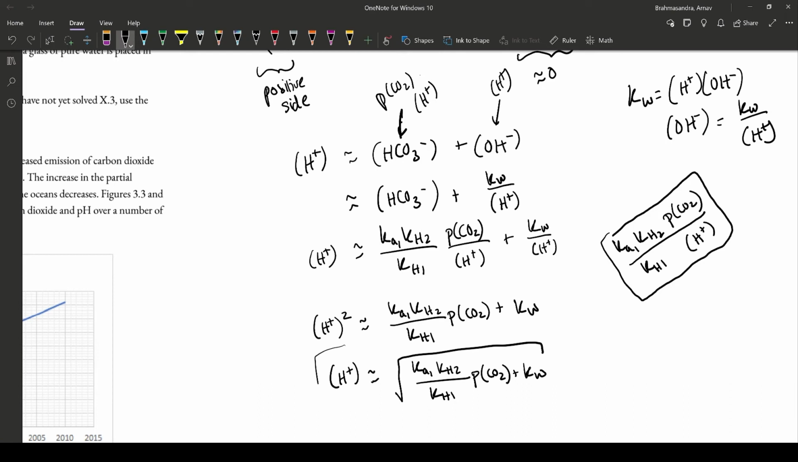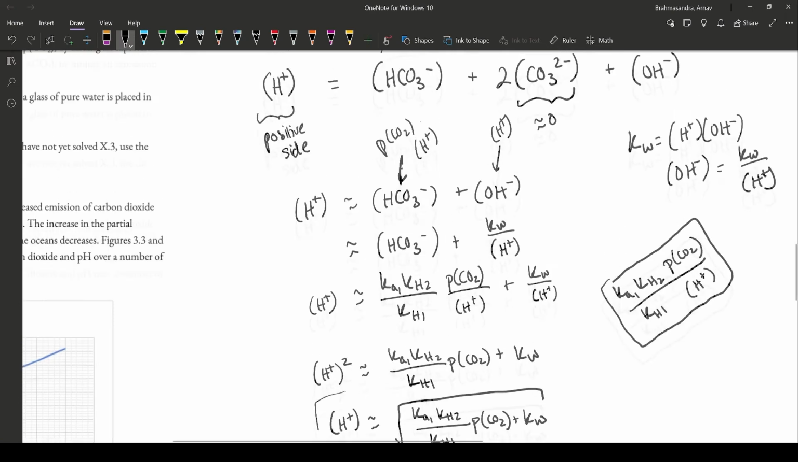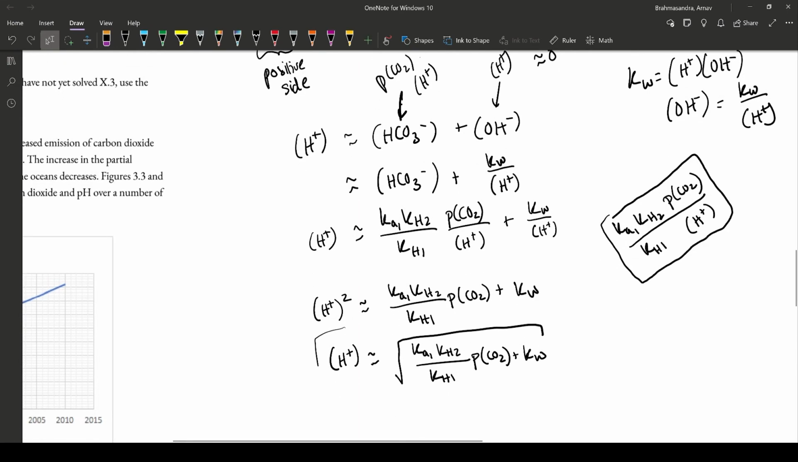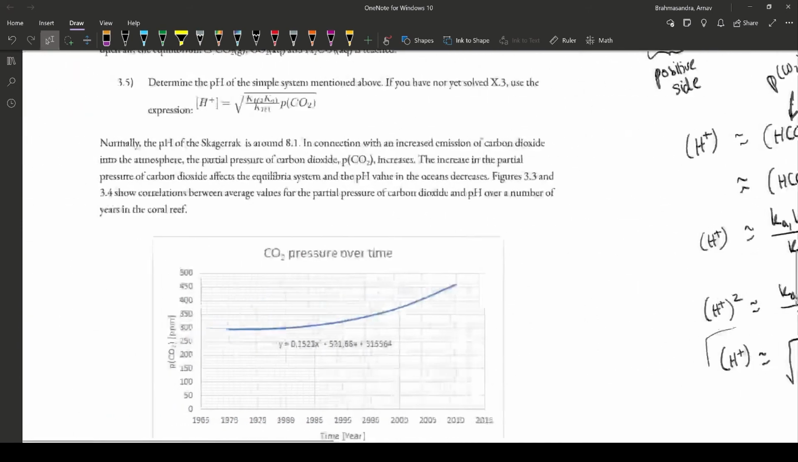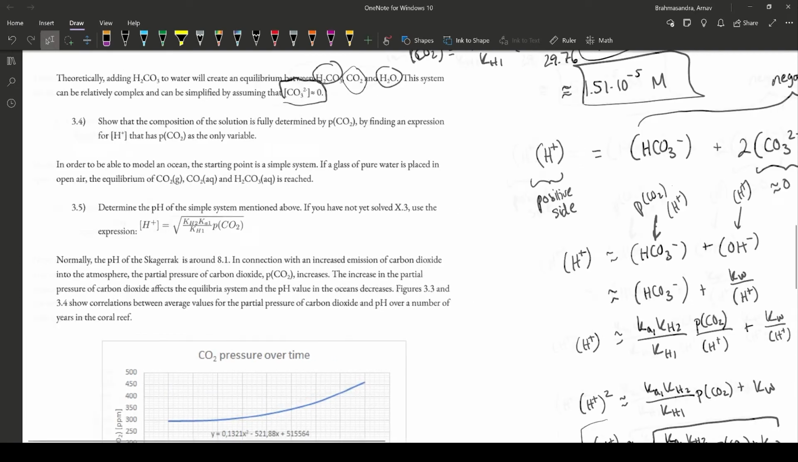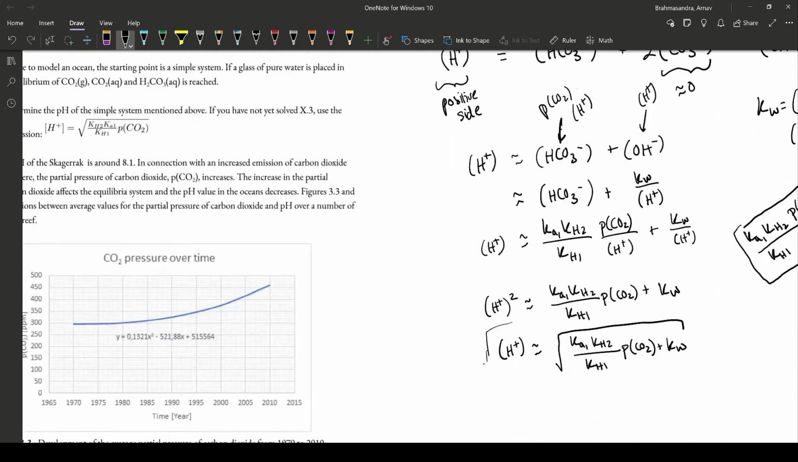So basically the main takeaway is look at the terms you have, try to eliminate the terms like carbonate that you don't need because they're very close to 0 or very minuscule, then rewrite stuff using your equilibrium constants. And then only do you actually solve. So hopefully that made sense. Let's look at the next question now. So that's our expression for H plus. It's right here. I'll just box it.